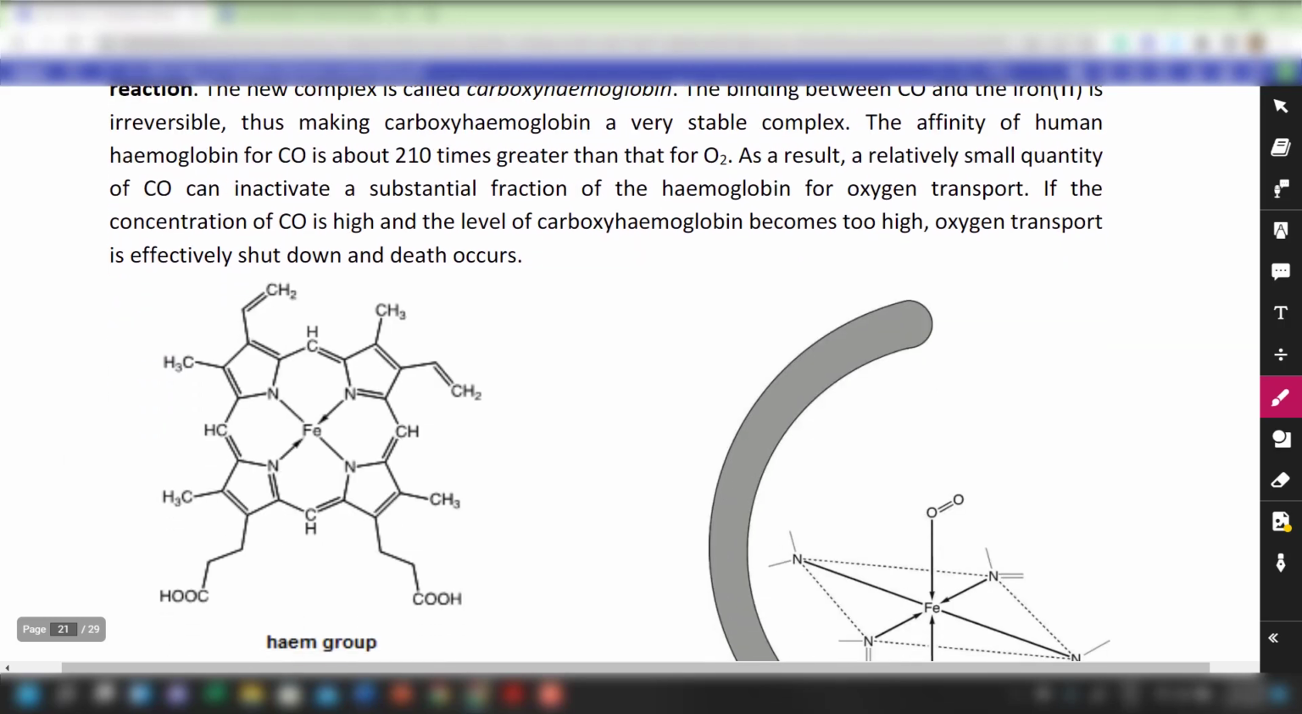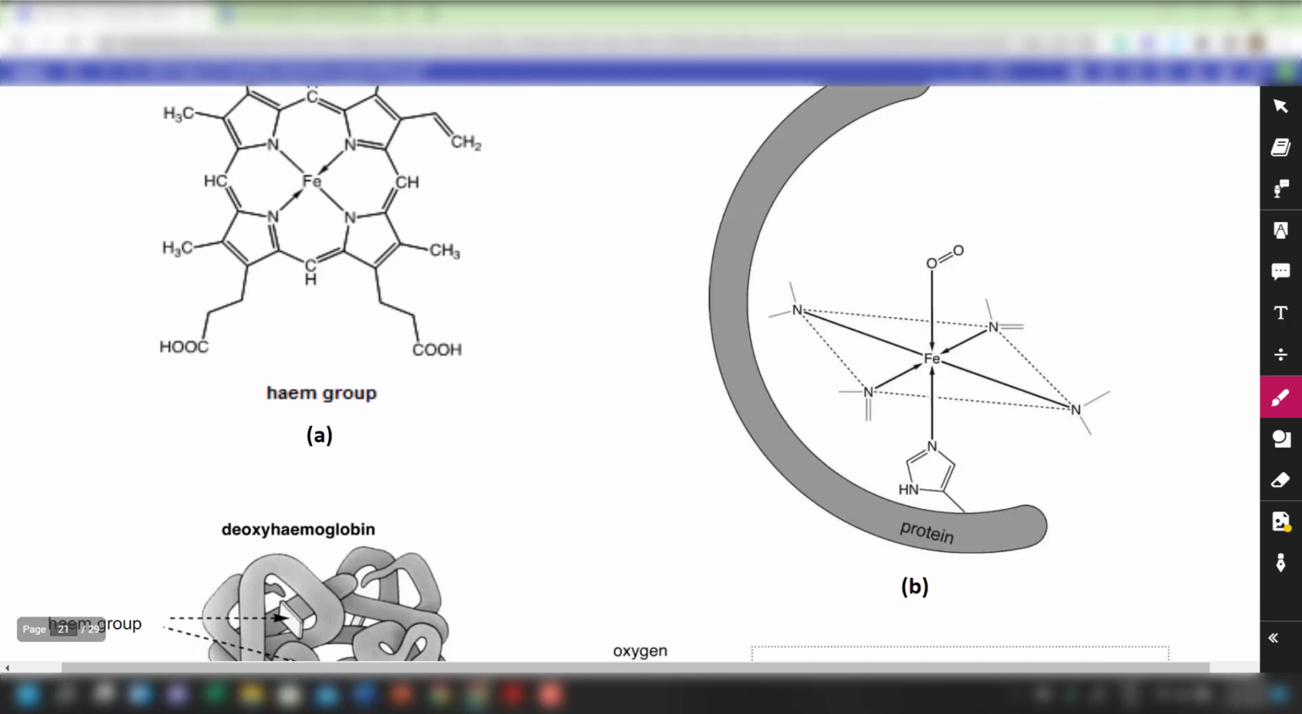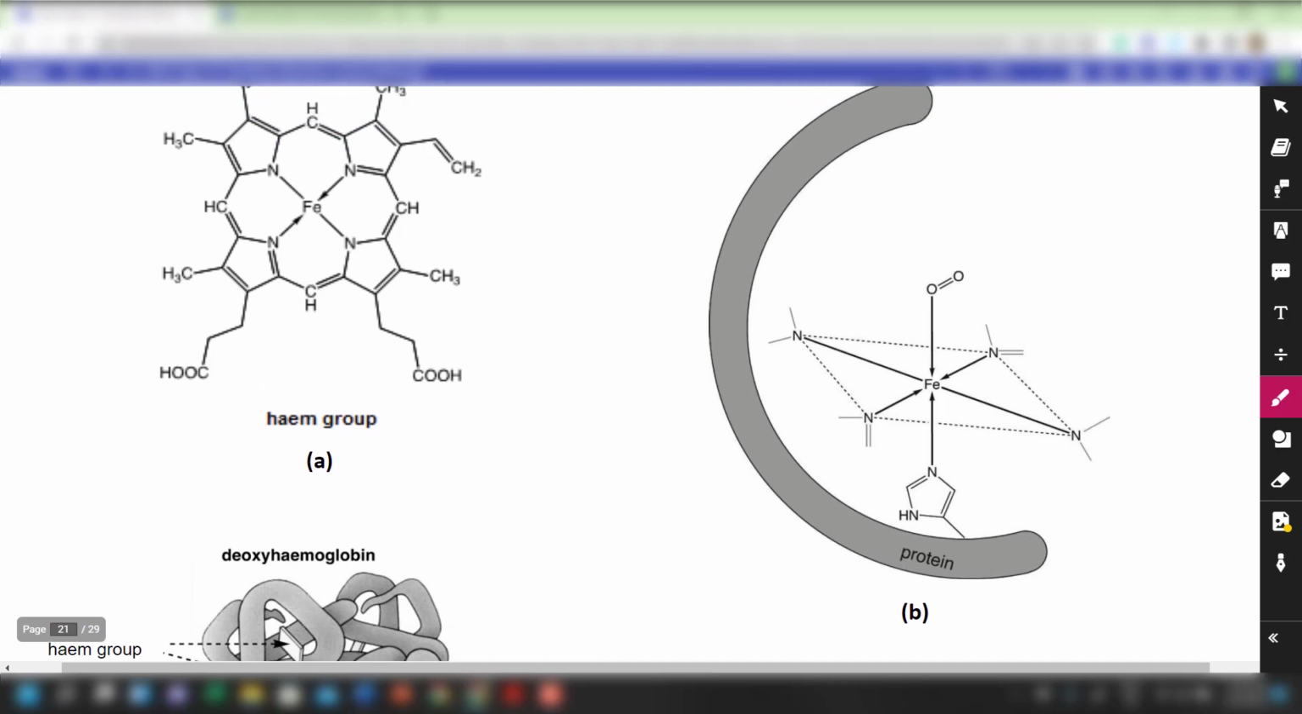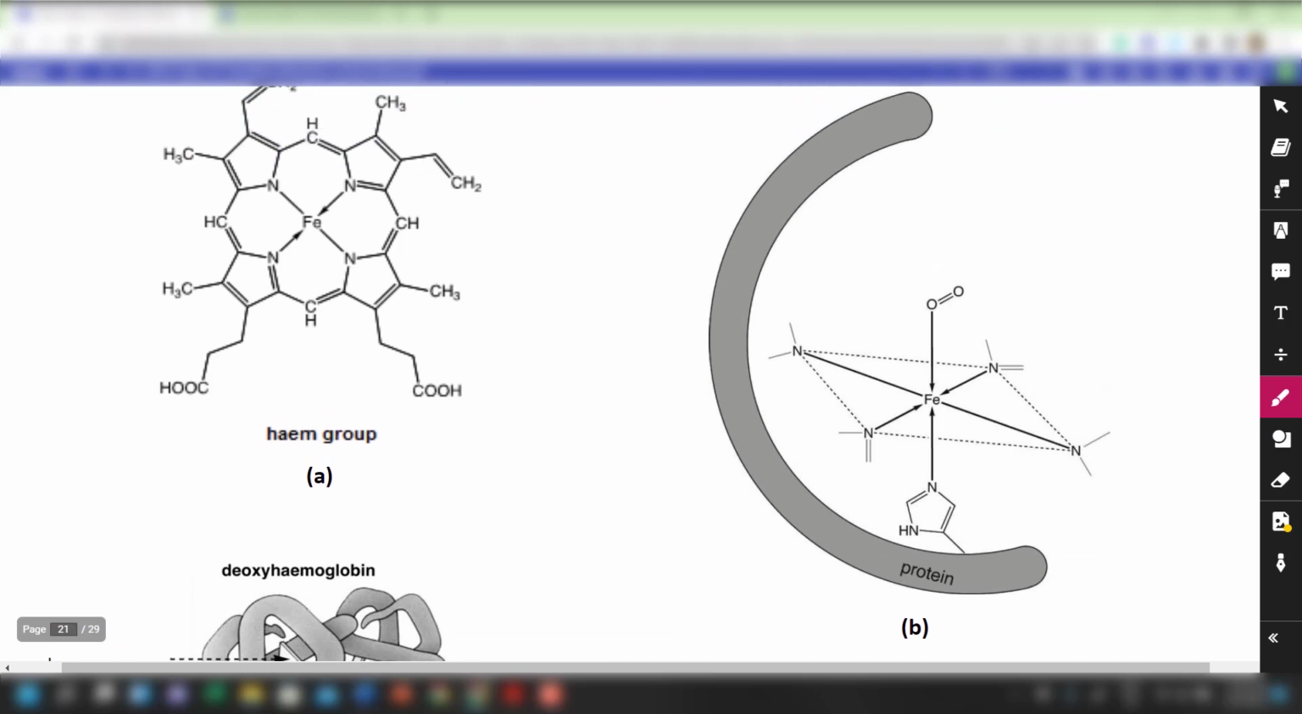For hemoglobin, we can take a look at this particular protein structure. Basically it contains the heme group. The heme group is a tetradentate ligand. It consists of the 4 nitrogen centers, as exemplified by this. Below there is histidine coordinating to the iron from below, so this is what we call a pentadentate ligand.